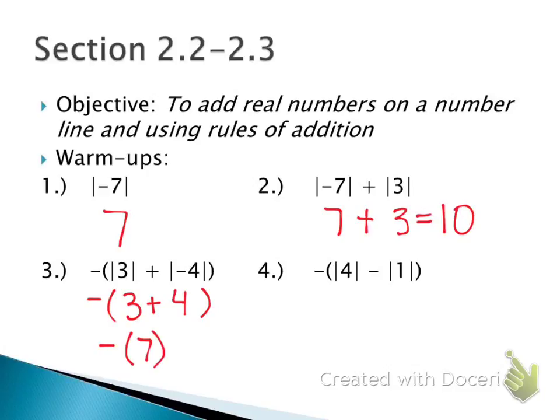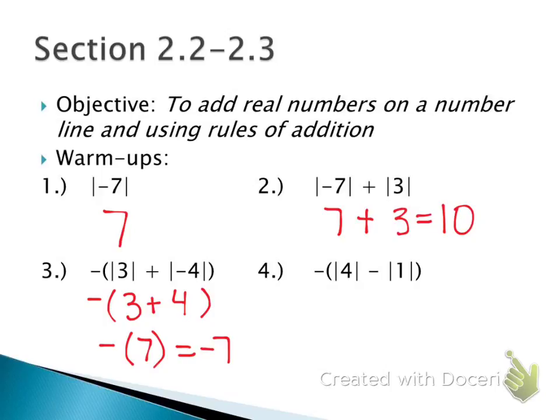We get 7. You can leave your answer like this, or you can drop the parentheses. Okay, we would read this as -7 or the opposite of 7, which is just -7.